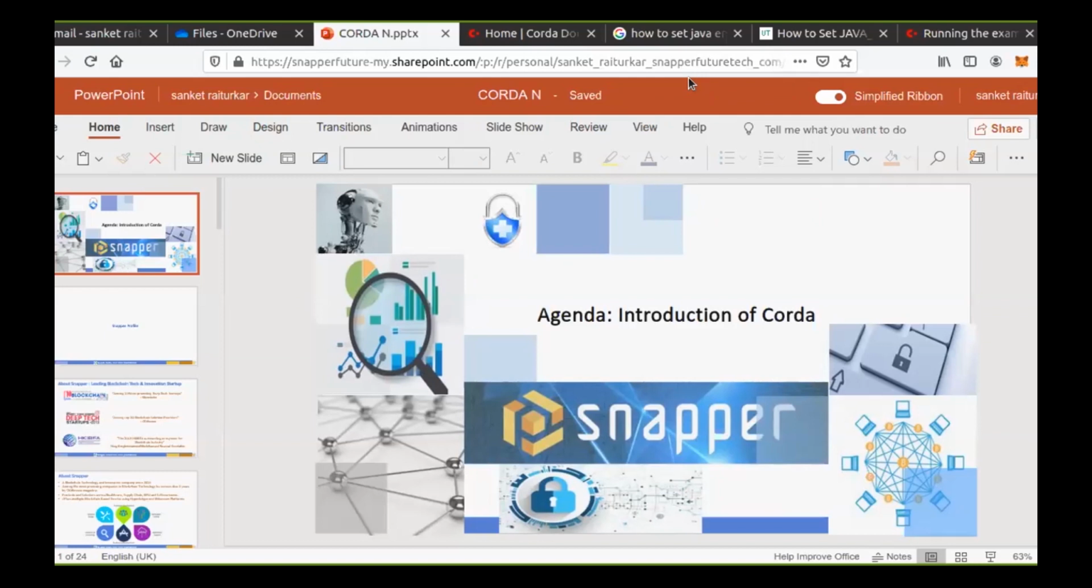Hi everyone. How many of you are new to Corda? Can you raise your hand? There is an option, right? Can you raise your hand, those who are new to Corda? So, I'm assuming the rest must have started working on or have gone through Corda.